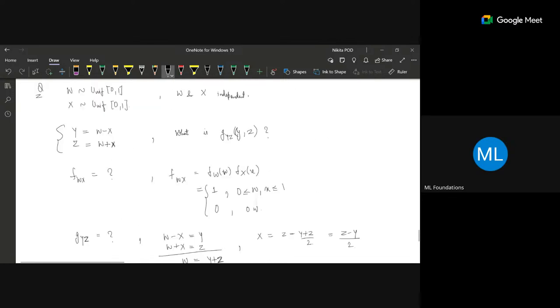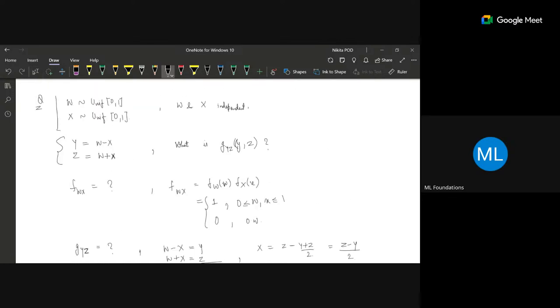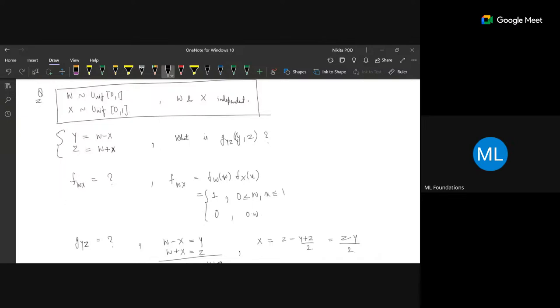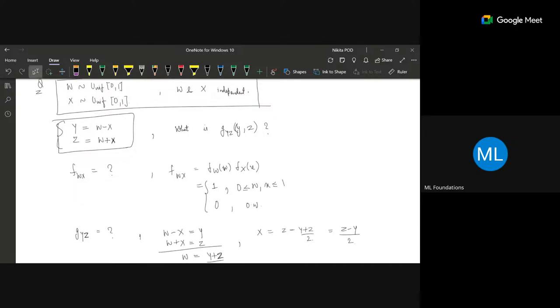Okay, let me go back. This was the question, right? W and X are given, and this was also given. What we had to find was the joint distribution of Y and Z. To find the joint distribution of Y and Z, we need to know this term, which is the Jacobian. We need to find the determinant of this Jacobian matrix, and this is given by whatever transformation you use here.